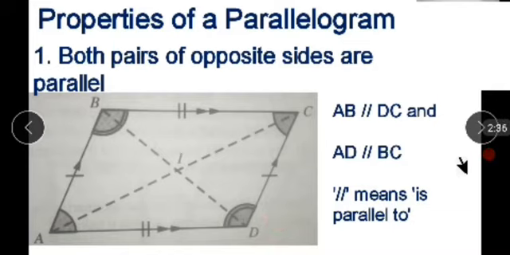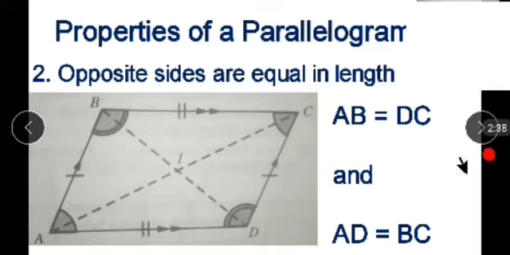The next property is that opposite sides are equal in length. For example, line AB is the same length as line DC, and whenever you see this mark that cuts it, that is to show that they have the same length. Line BC is also equal to line AD. They are equal in length.